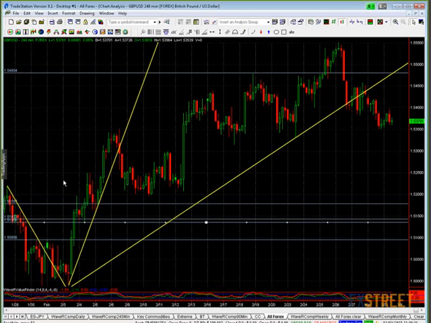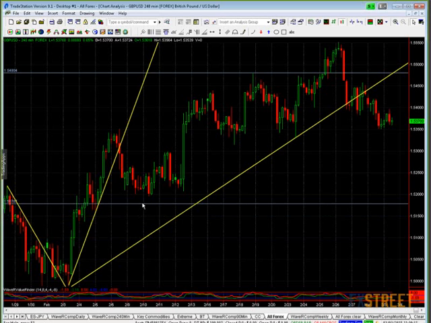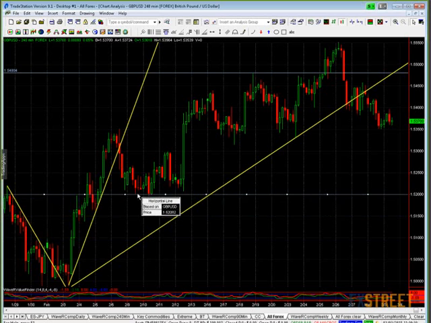Now, what are we going to do next? Well, price comes down, and let's just remove one or two of these lines for a moment. So it comes down to this general level, which when we look to the left, we can see is an area where price actually found some support. And sure enough, it finds some support again.